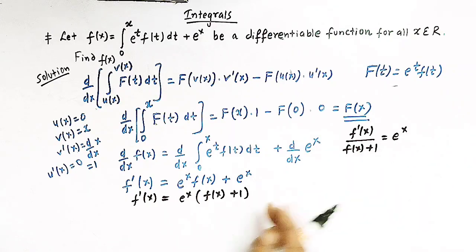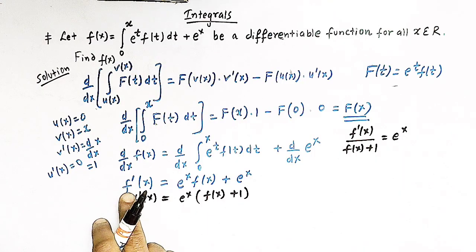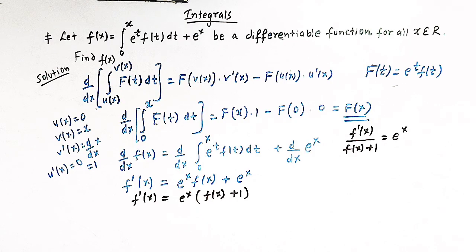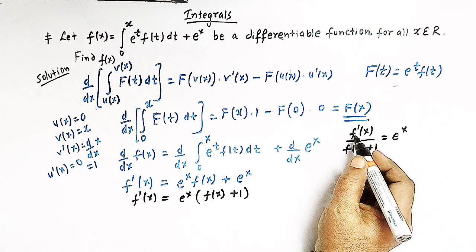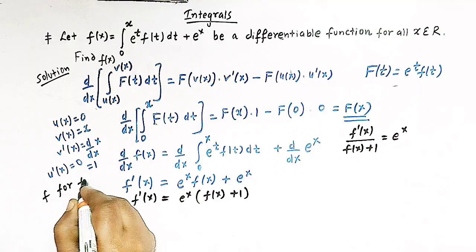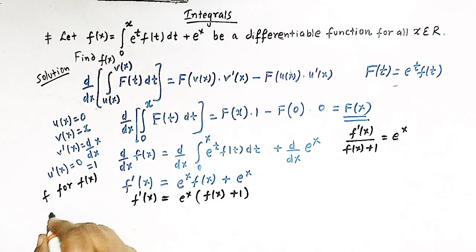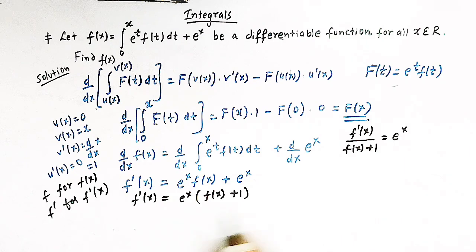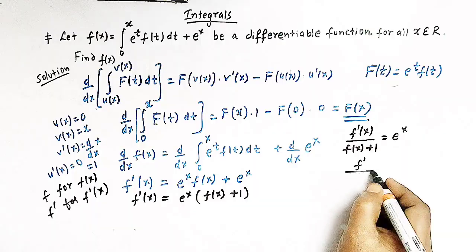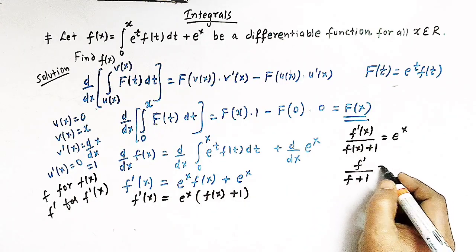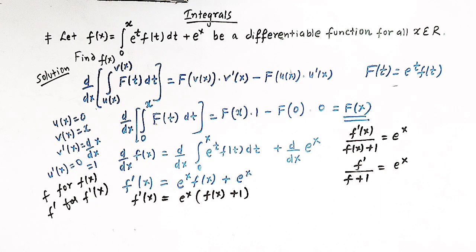Right? So here we have separated the variables. So this is a differential equation of a variable separable form, right? Okay, so now let us make use of the notation f for f of x, and we can use the notation f prime for f prime of x. So here f prime of x can be written as simply f prime, and for f of x we can write simply f, and here we have plus 1, and here we have e raised to x, right?